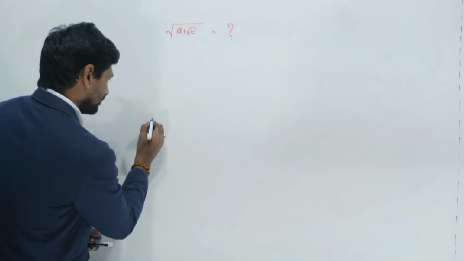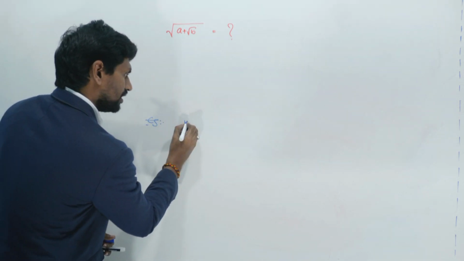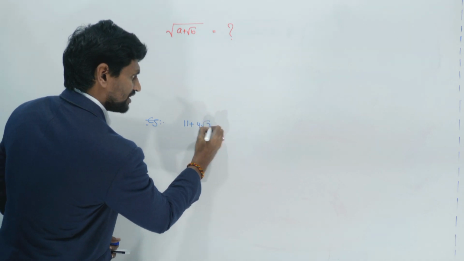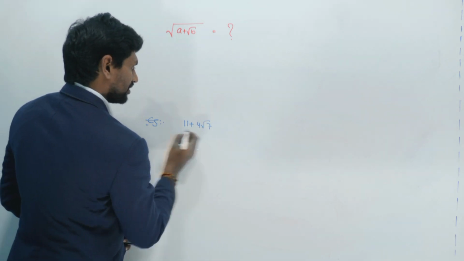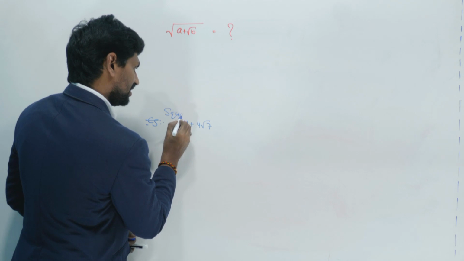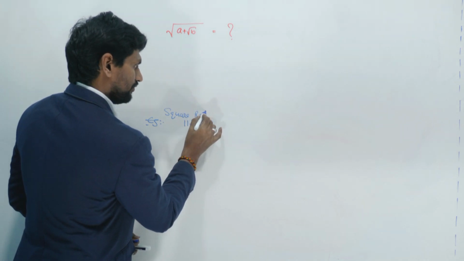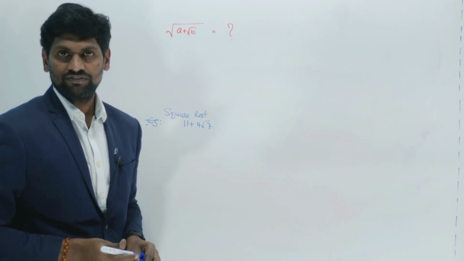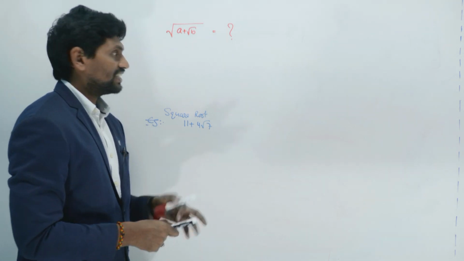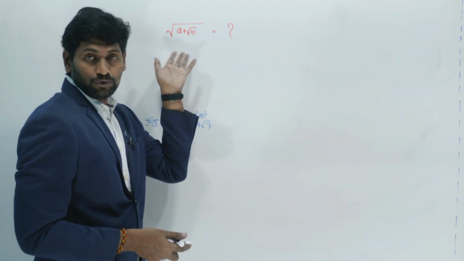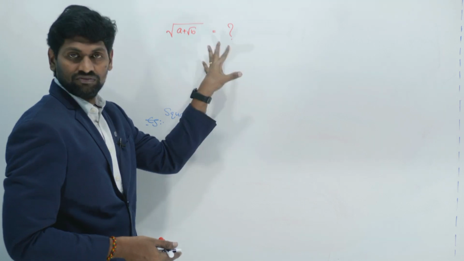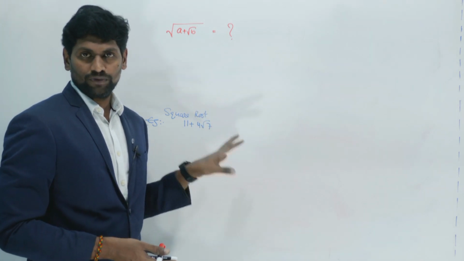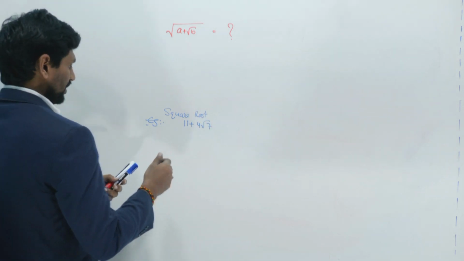For example, 11 plus 4 root 7. What is the square root of 11 plus 4 root 7? Okay? Let us see. Let us prove the solution for this, then we apply it to the problem. Okay. So a plus root b.